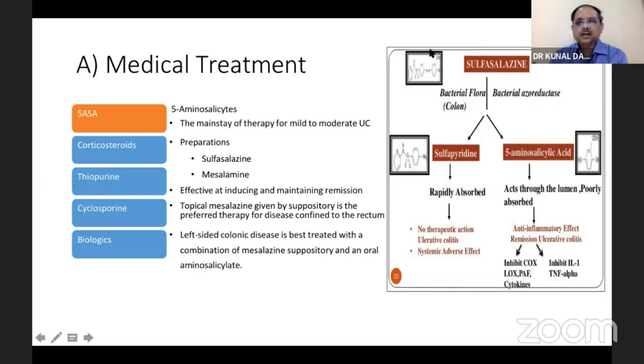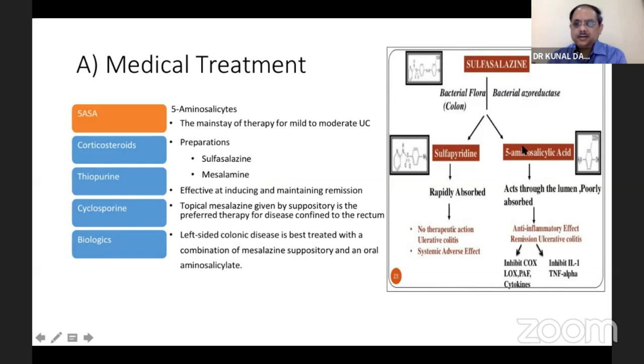Here the preparations include sulfasalazine, which is split by the bacterial flora and bacterial azoreductases into sulfapyridine and aminosalicylic acid. The sulfapyridine is rapidly absorbed. It doesn't have any therapeutic action, but sometimes may have a systemic adverse effect of being allergic and other things.